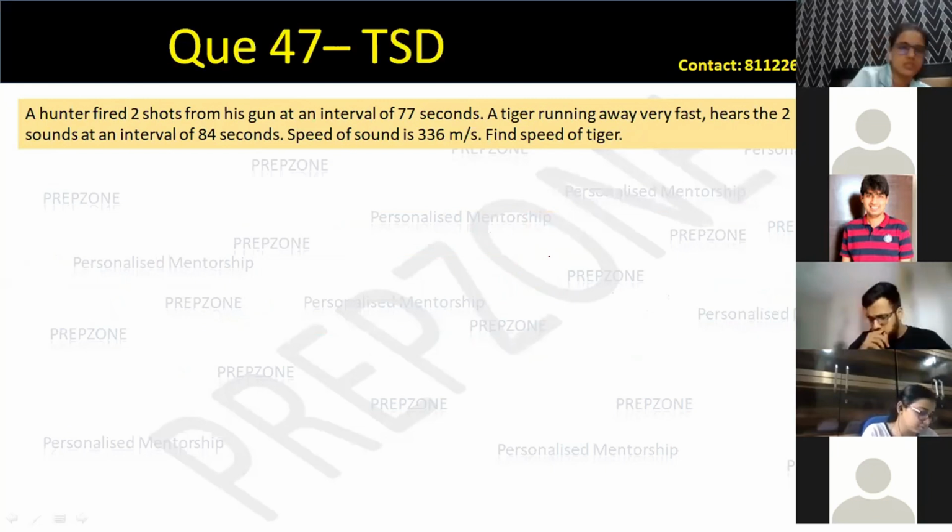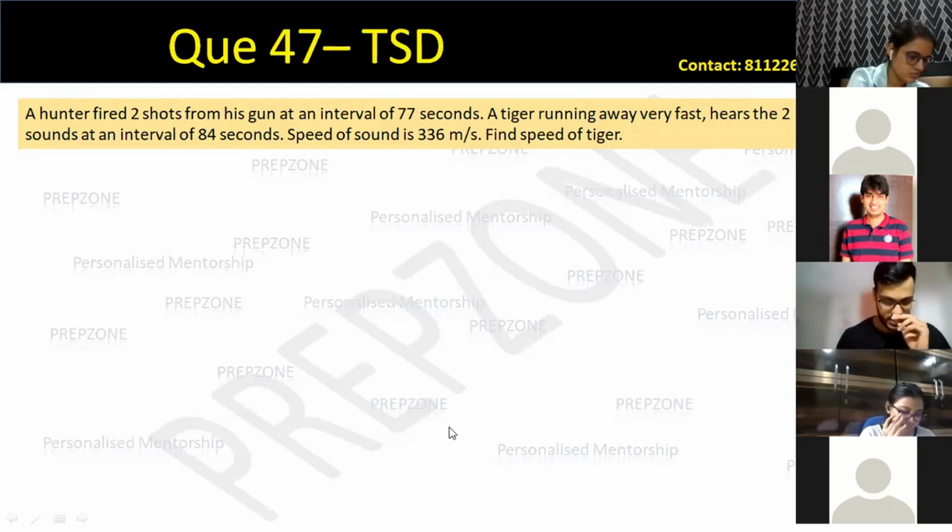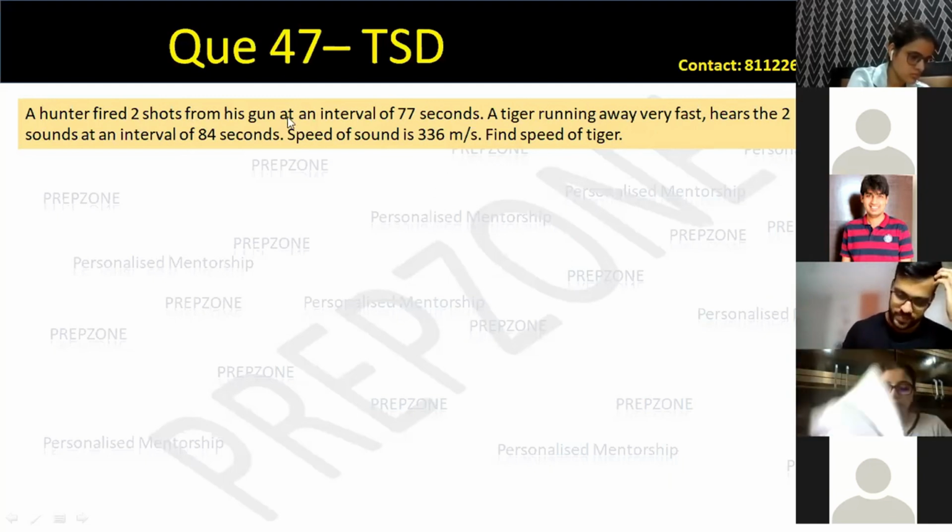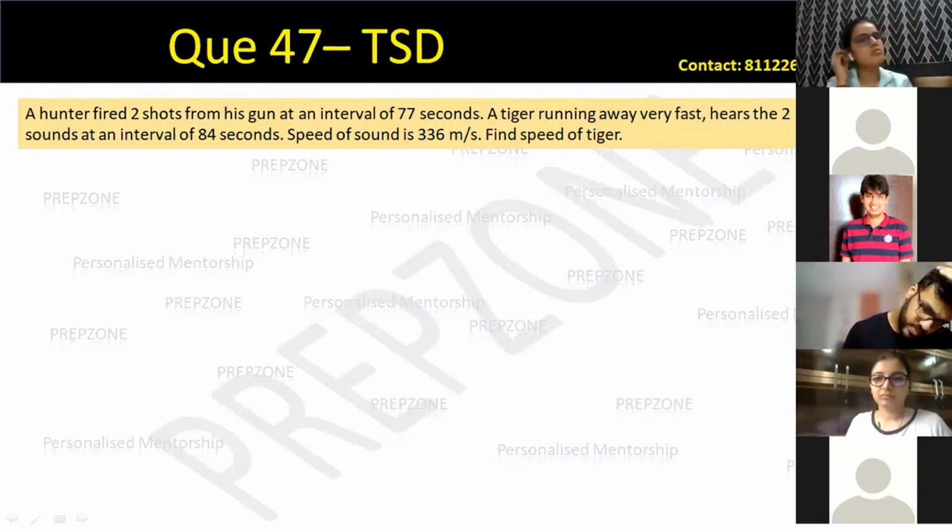So my key learning is try to plot the diagram using some bars, and then you'll be able to solve the question in a line. Okay, let's see. You have to start taking cues from the question itself. What is given? We have a hunter who has fired 2 shots at an interval of 77 seconds.